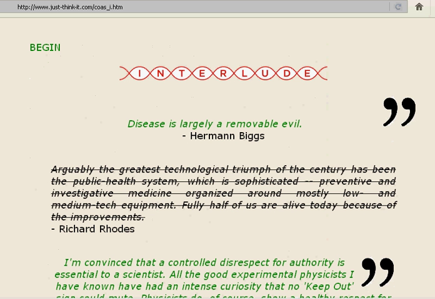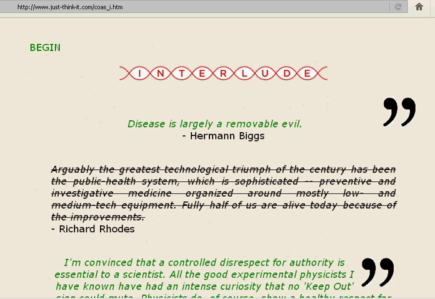Disease is largely a removable evil. Herman Biggs. Arguably the greatest technological triumph of the century has been the public health system, which is sophisticated, preventive, and investigative medicine organized around mostly low and medium tech equipment. Fully half of us are alive today because of the improvements.